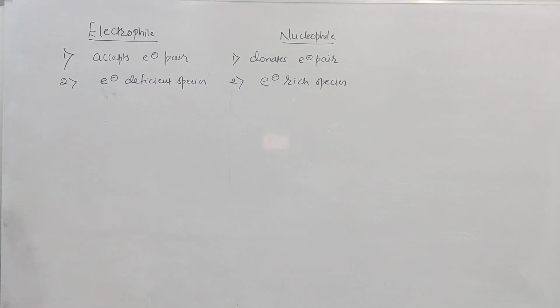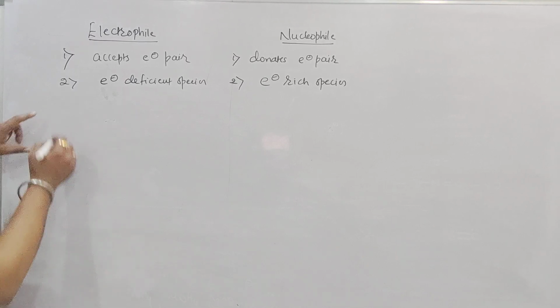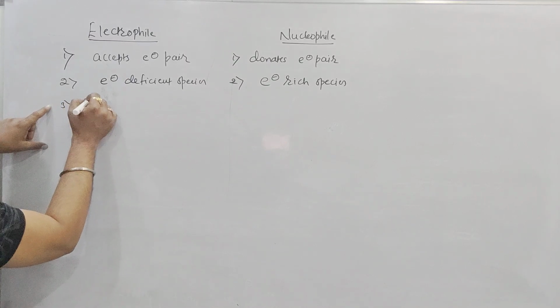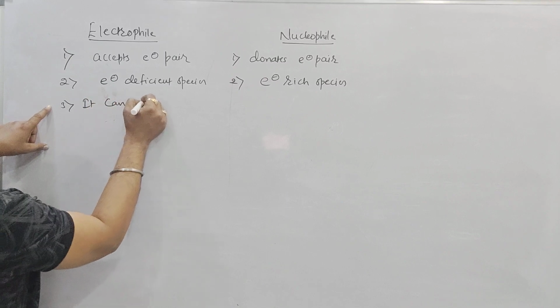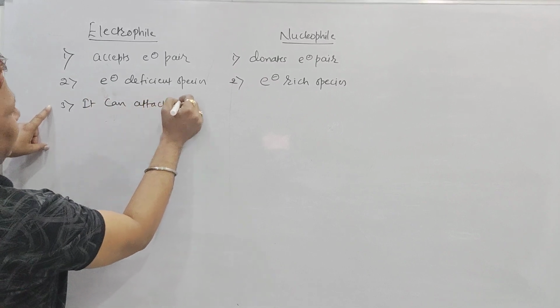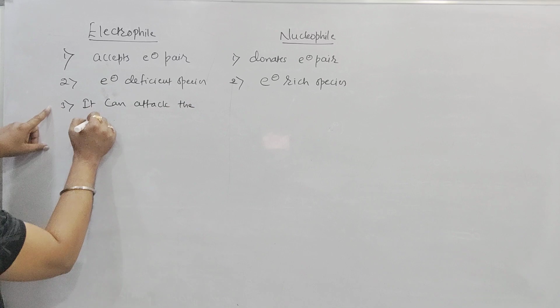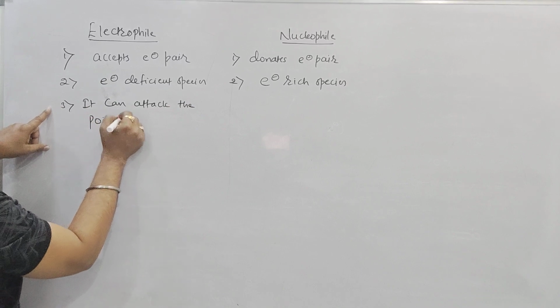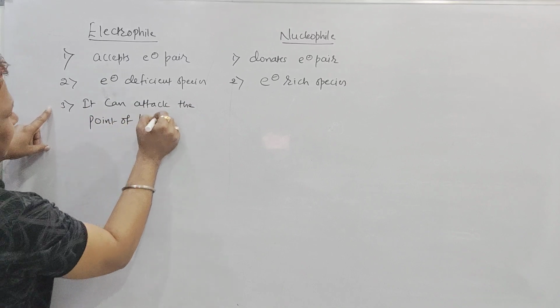Third point we can mention, beta. It can attack the point of high electron density. It can attack the point of low electron density, because it can attack the point of high electron density.